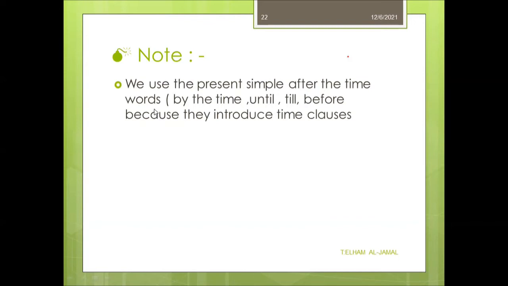We have time words which are by the time, until, till, before. Okay, these time words are always followed by time clauses, and in this kind of clause the tense will be in the present simple.